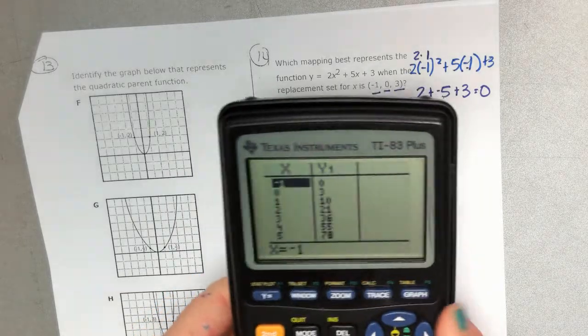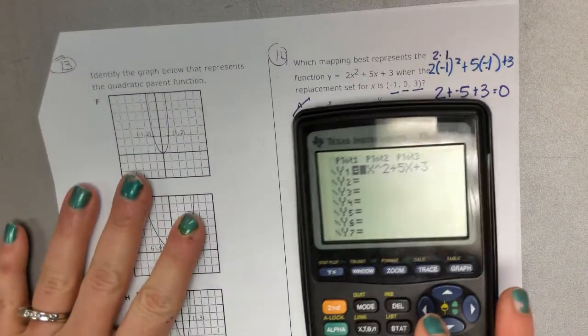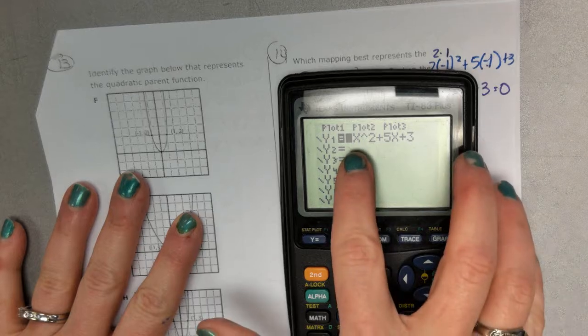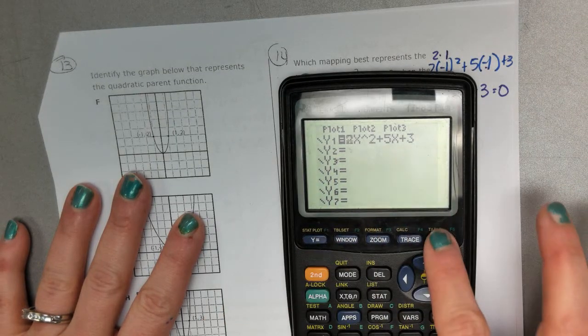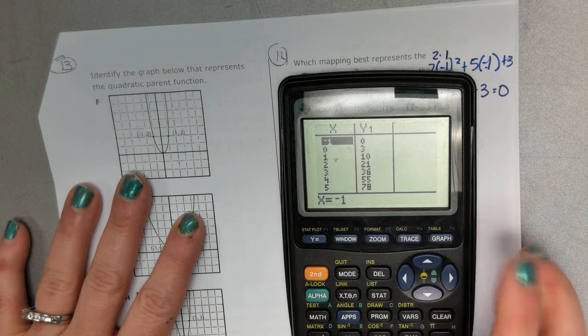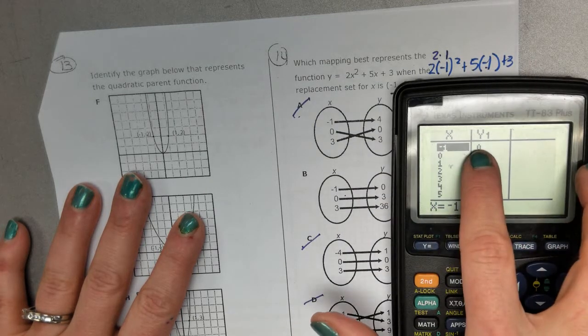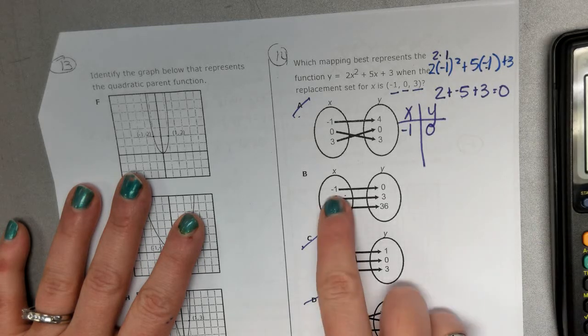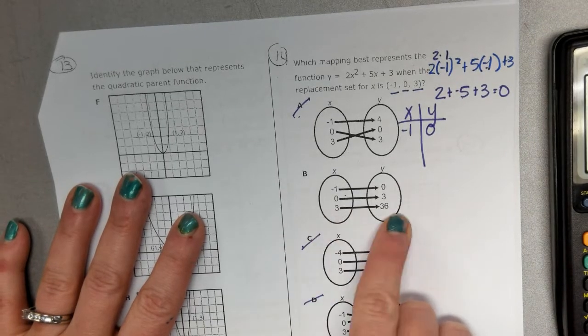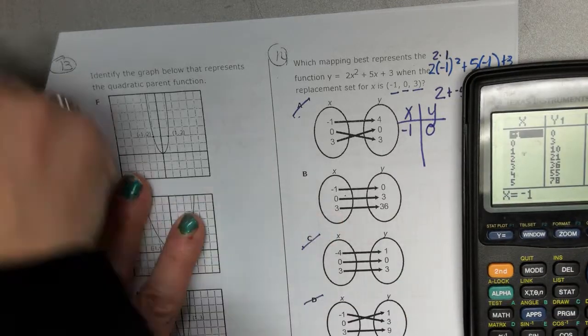You turn on your calculators and go to y equals. You can put that function into your calculators, 2x squared plus 5x plus 3, and then go to the table. Then you could see at -1 it's supposed to be 0, at 0 it's supposed to be 3, and at 3 it's supposed to be 36. So -1, 0, 0, 3, 3, 36. So that is for sure B.